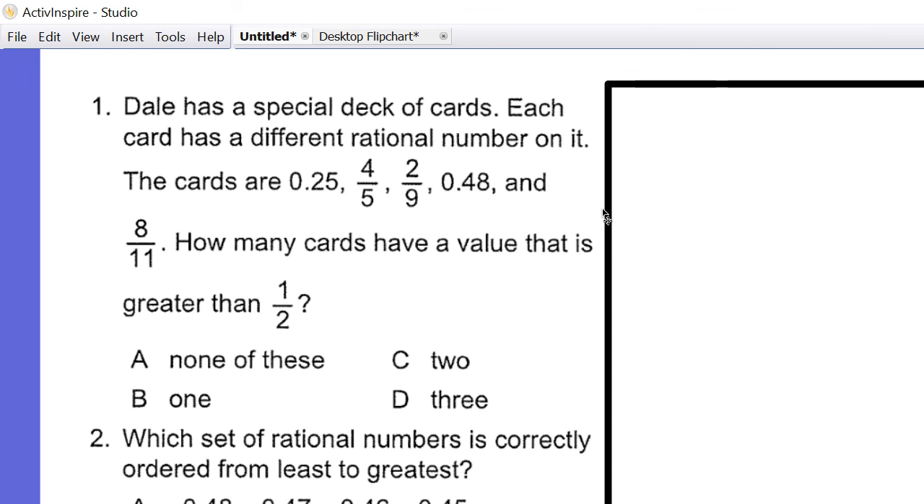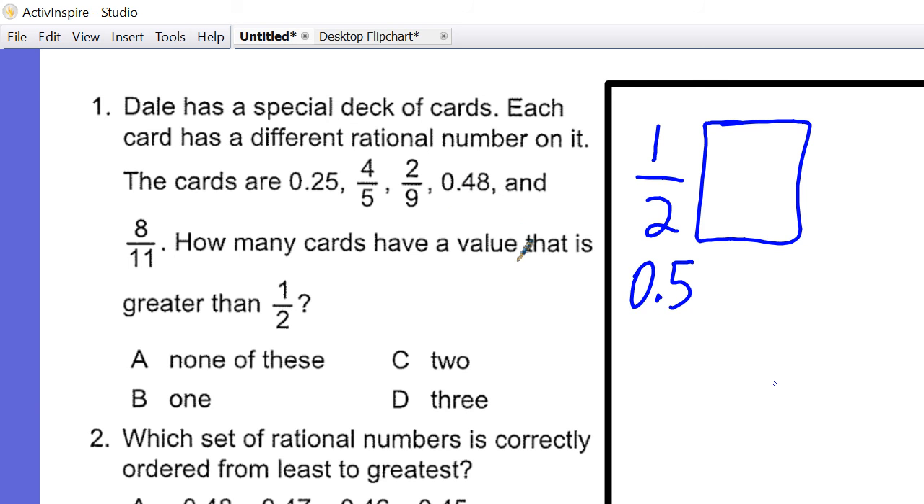So I'll show my work on my whiteboard here. Basically, the way that I would think about this one would be on one side, I could have 1/2, and on the other side, I could have all these numbers. And what I'm trying to do is find numbers that have a value greater than 1/2. I could convert them to decimals. I know that 1/2 has a decimal value of 0.5, and the first one, 0.25. 0.25 is less than 0.50, so that doesn't work. The second one, 4 fifths. 4 fifths equals 0.8. 0.8 is greater than 0.5, so that is greater than 1/2.